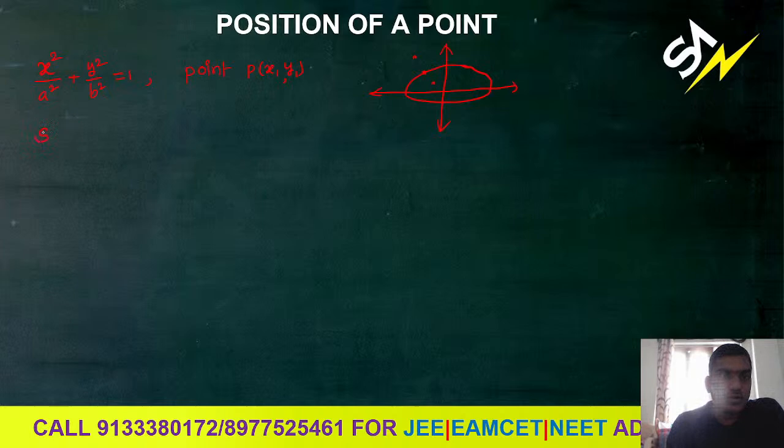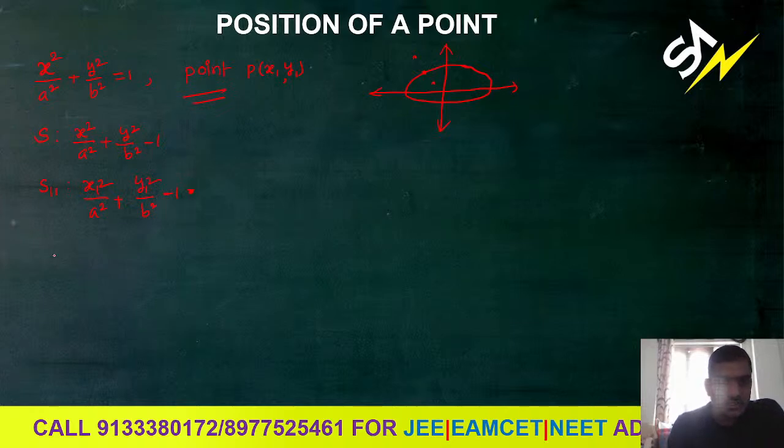For that we need a notation called S, where S is x square over a square plus y square over b square minus 1. This is S. So here we have to calculate S11. What is S11? x1 square over a square plus y1 square over b square minus 1. This is S11. Now how to decide the position of a point?